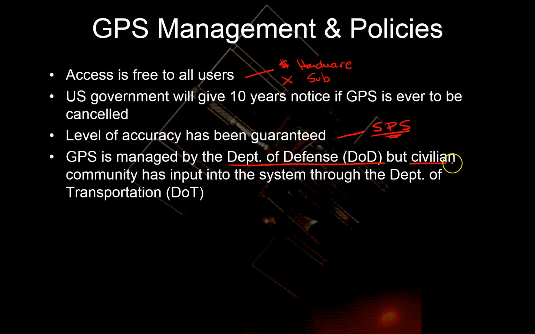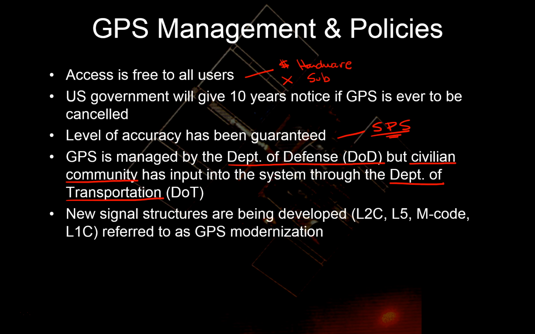However, because of the civilian applications of it, precision ag, recreation, emergency services, aviation, all these other things, the civilian community does provide input into the desire to make this system better, and that is generally channeled through the Department of Transportation. So there is still civilian input put into GPS. It doesn't mean that it's defined by civilians. It's not a civilian-based system, but the civilian users can chime in as to how the system can be better and things like that.